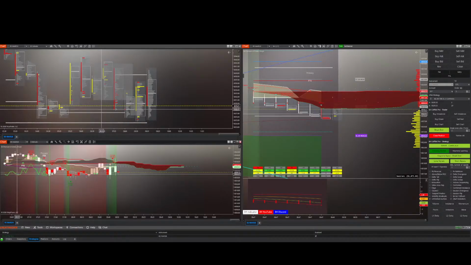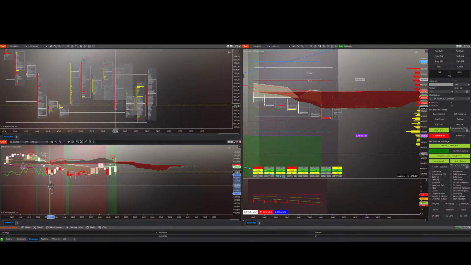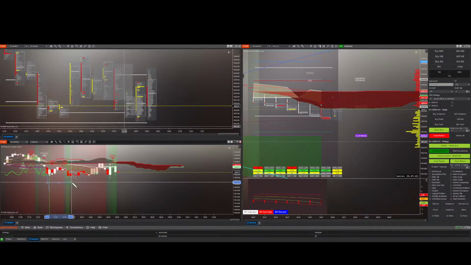So I'm looking at the distance between the Chikou and price, just an average right there, and I'm thinking that's a possibility of the length of the move here. One in the middle.